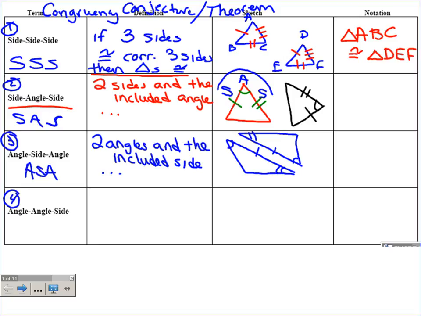Okay, not every single combination of sides and angles will work, just in case you're curious. There's a very specific amount of things that need to happen. And I can explain that to you in just a second here. Because, for instance, there is no side-side-angle. There's no angle-side-side, which a lot of people think is funny. But none of those exist. Those don't work. Not every single combination works. Okay?